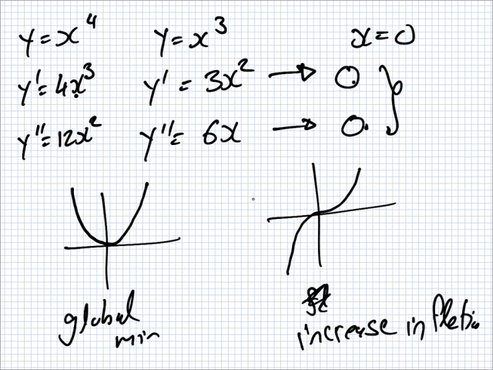You have two totally different graphs, but they have the same first and second derivative. And this is my point. When you get zeros for first and second derivatives, you know nothing about the shape. Nothing about the shape.